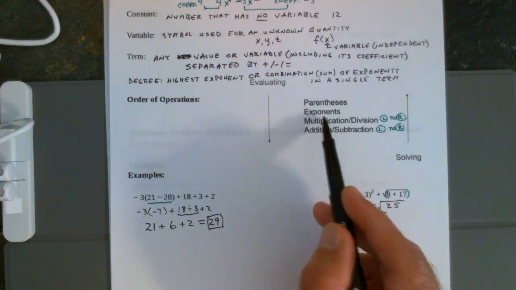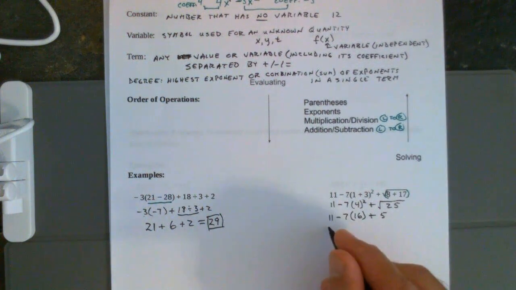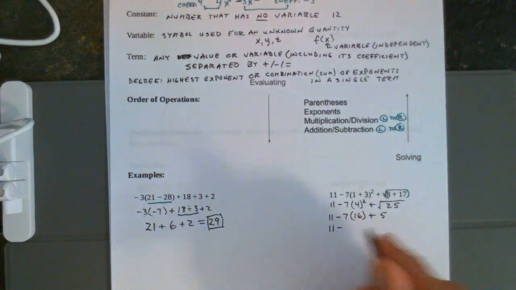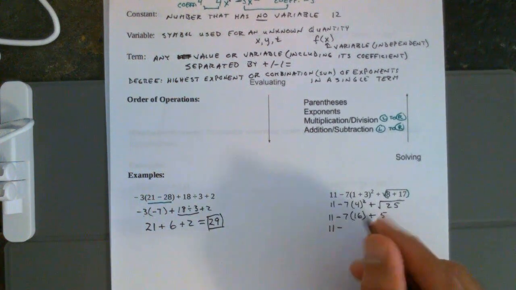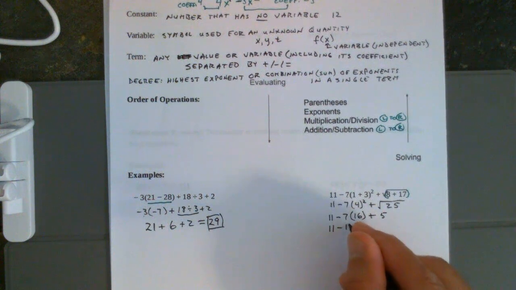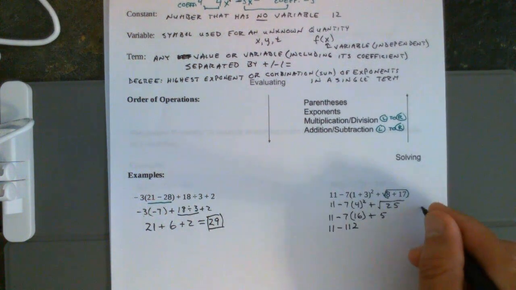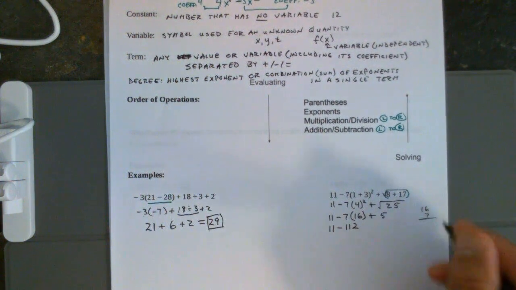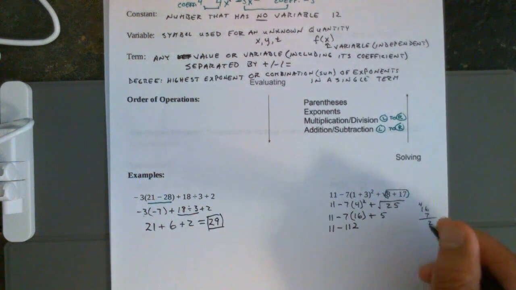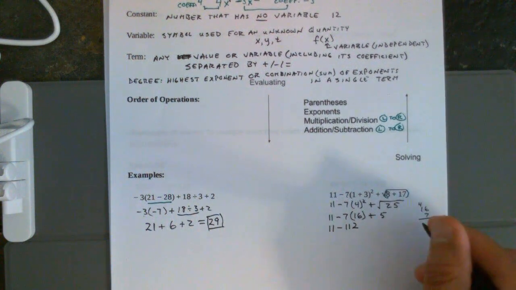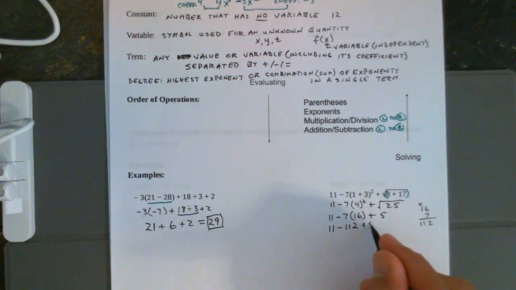Now we've done parentheses and exponents. We're down to multiplication or division. 7 times 16 is the next thing we need to do, or negative 7 times 16, whichever way you want to look at it. 7 times 16 is 112. If you need to go off to the side and write it out and do the multiplication, you get 42, carry the 4. 7 times 1 is 7, plus 4 is 11, and there's your 112. And then we have the plus 5.